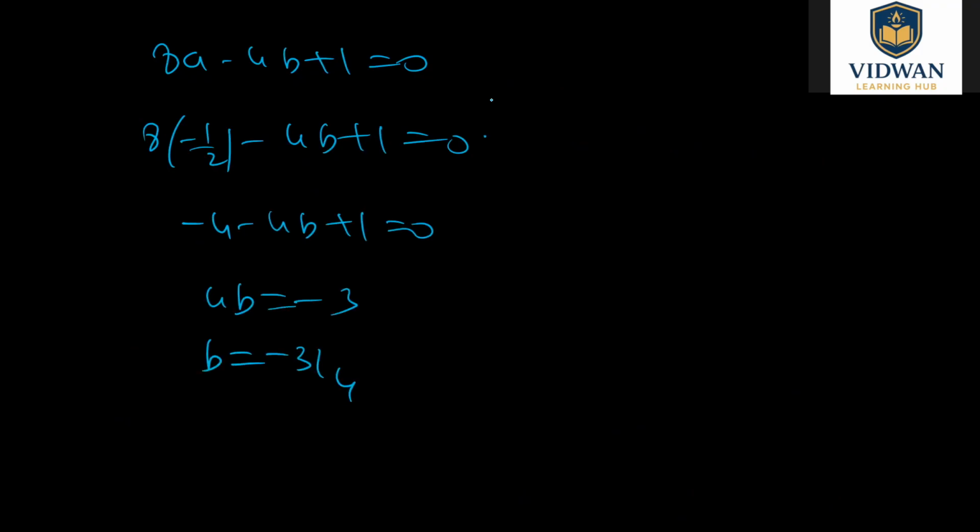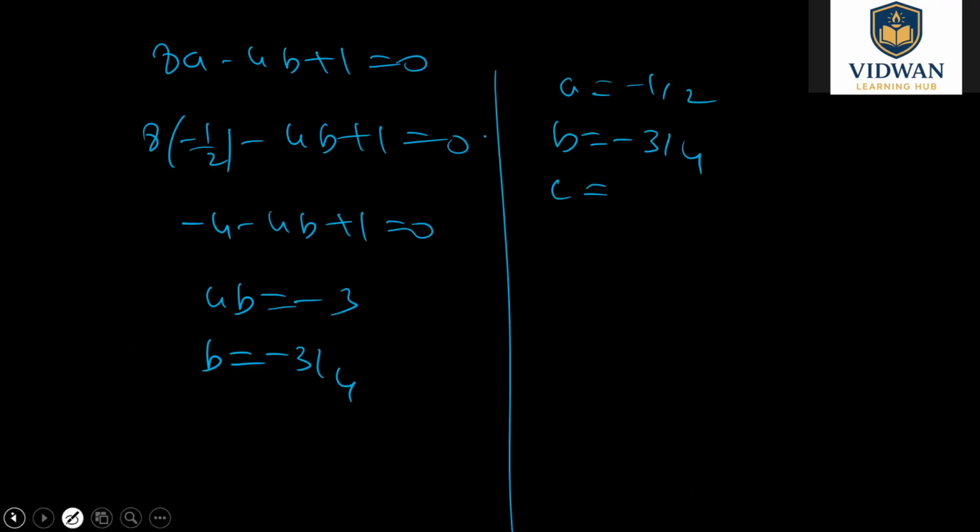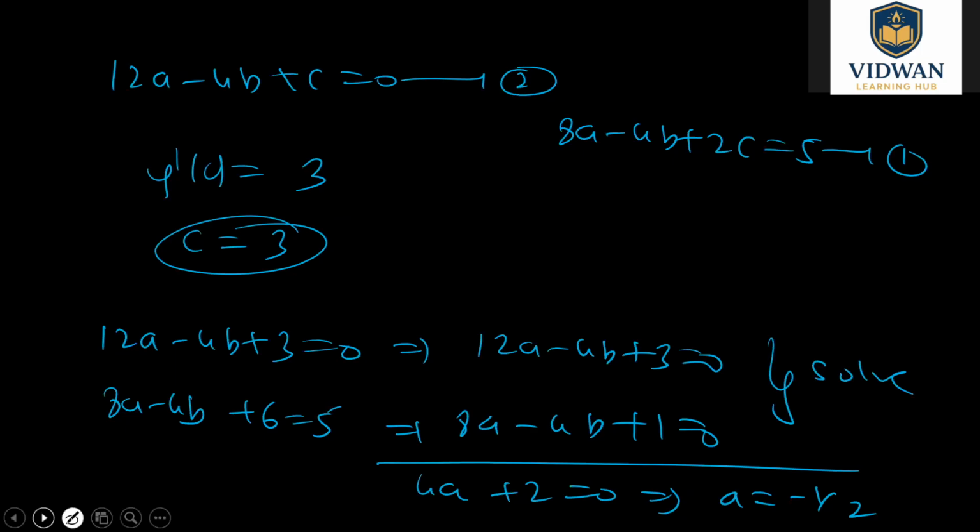So now you know a, b and c. What was the value of a? You got minus half. The value of b is minus 3 by 4. And the value of c is how much? It is 3.